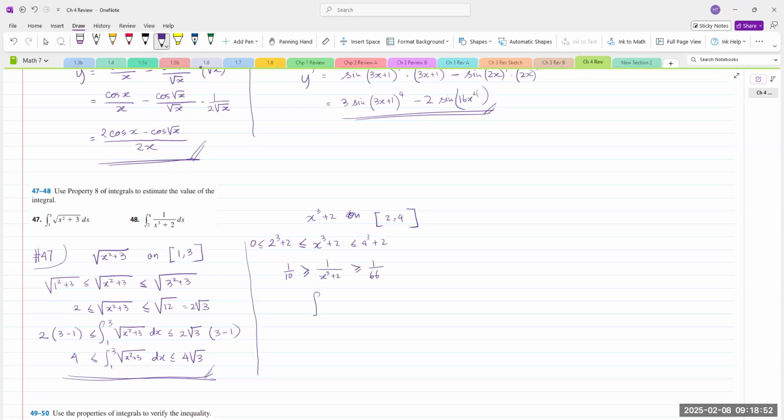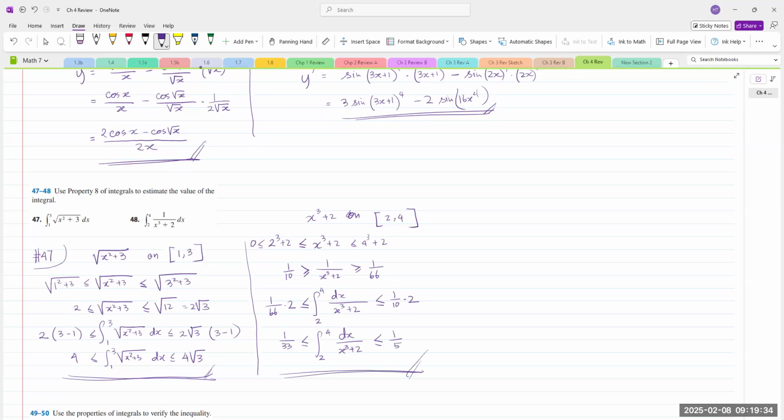Okay, so the integral from 2 to 4 of dx over x cubed plus 2 must be bounded above by 1 over 10 times the length of the interval, and bounded below by 1 over 66 times the length of the interval. So that integral must be at most 1/5, but at least 1 over 33.